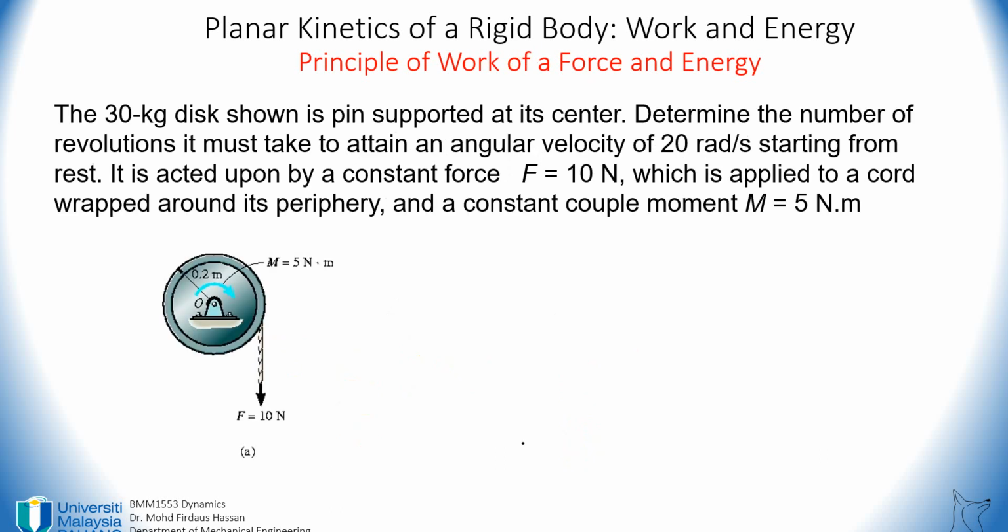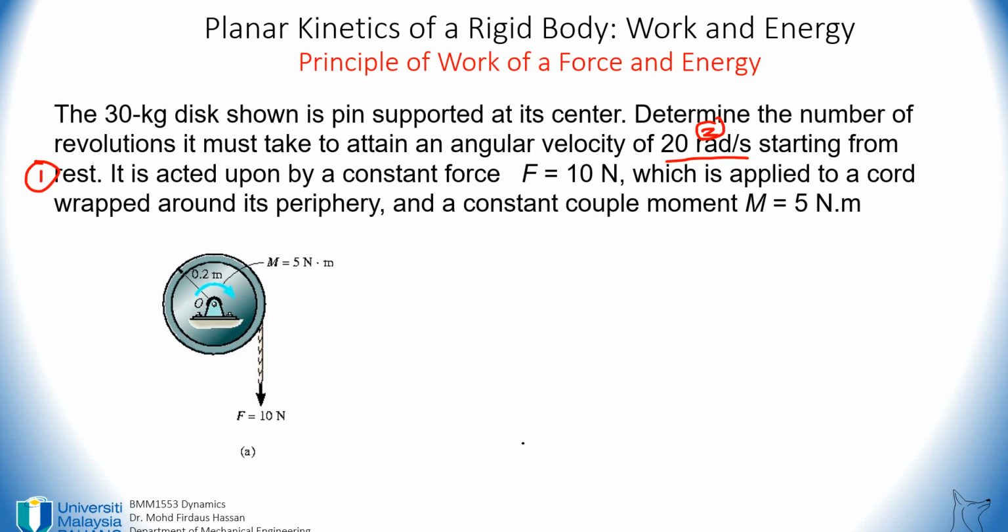The 30 kilogram disc shown is pin supported at its center. Determine the number of revolutions, how many times it rotates, that it must take to attain an angular velocity of 20 radian per second. This is the final one, this is point two. Starting from rest at the beginning, point one, it is acted upon by a constant force F of 10 Newton, which is applied to a cord wrapped around its periphery, and a constant couple moment M of 5 Newton meter.